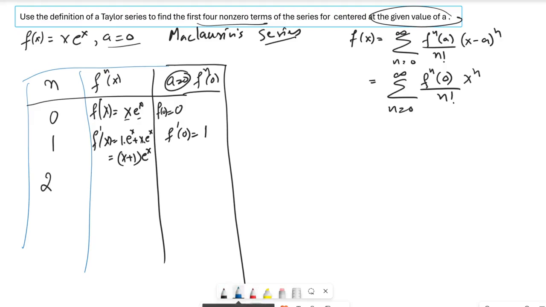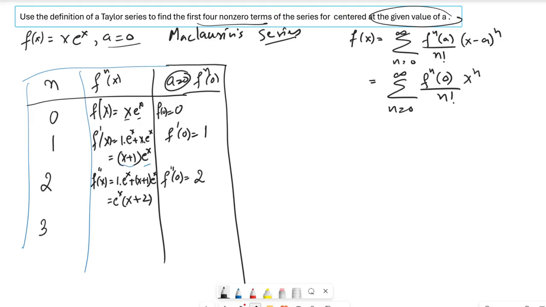Let's find the second derivative. Again, the first derivative is a product of two functions. Therefore, the second derivative will be the derivative of (x plus 1), which is just 1, times e^x, plus (x plus 1) times e^x's derivative, e^x. We factor e^x and we have (x plus 2) in here. When I put 0 there, because we need to find the nth derivative at 0, e to the power 0 is 1, 0 plus 2 is 2.